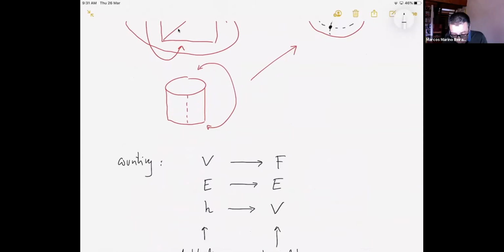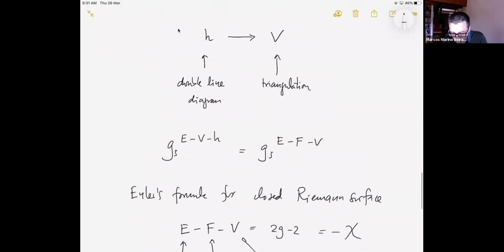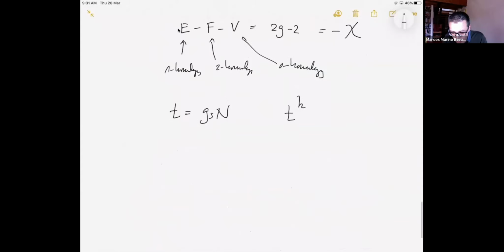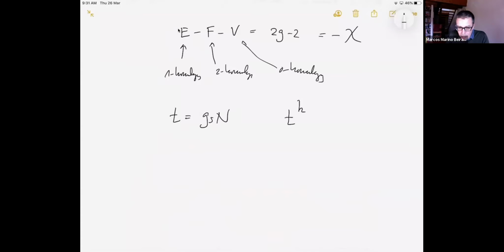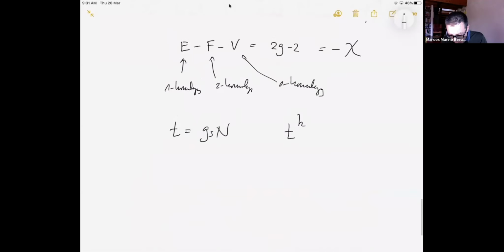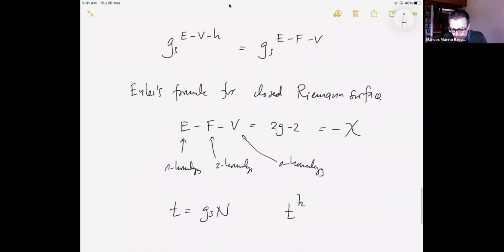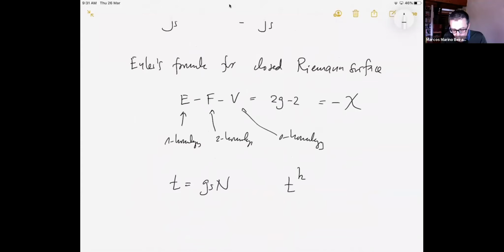As I said, these are 2 useful interpretations of diagrams that you can make based on Riemann surfaces. So essentially, depending on your taste, you can use one interpretation or the other. I think that finishes more or less the discussion on Riemann surfaces and the correspondence to double line diagrams.